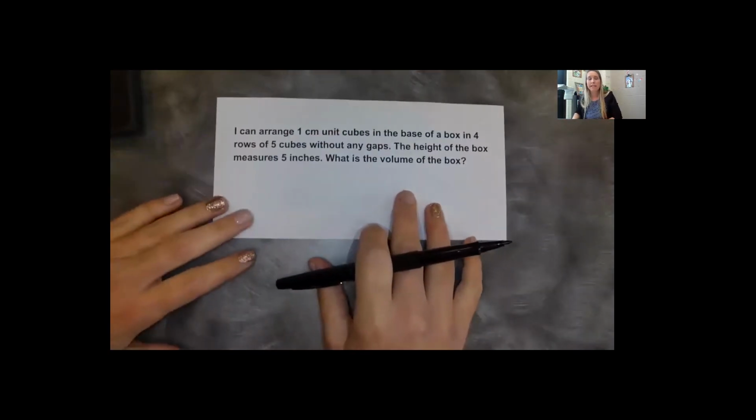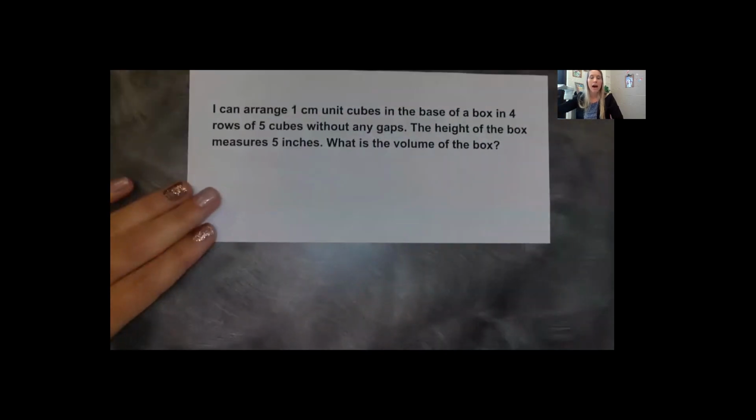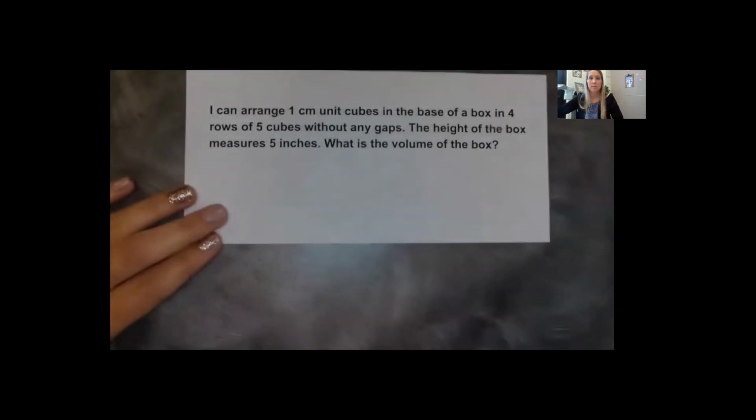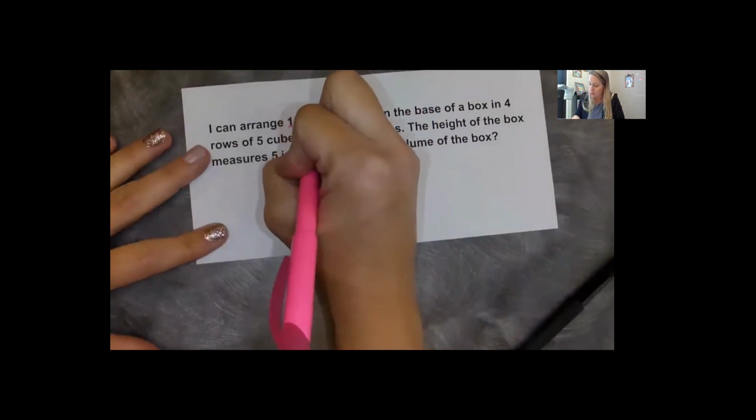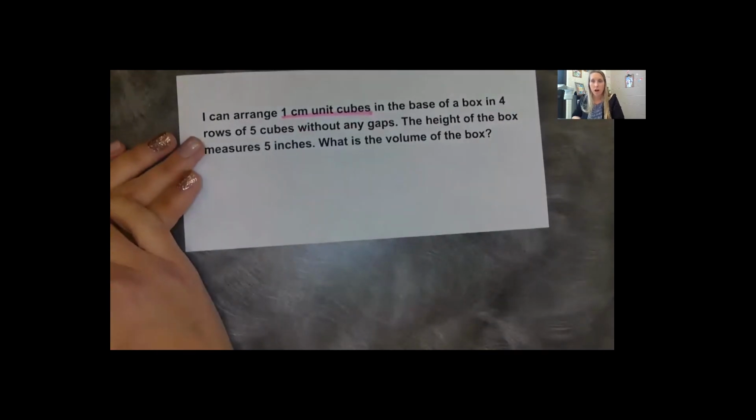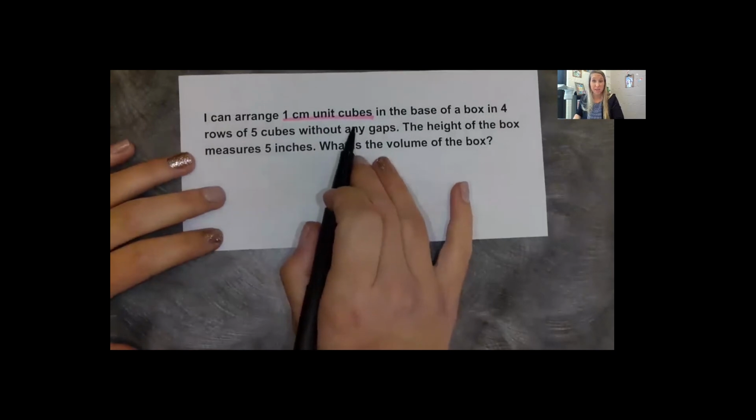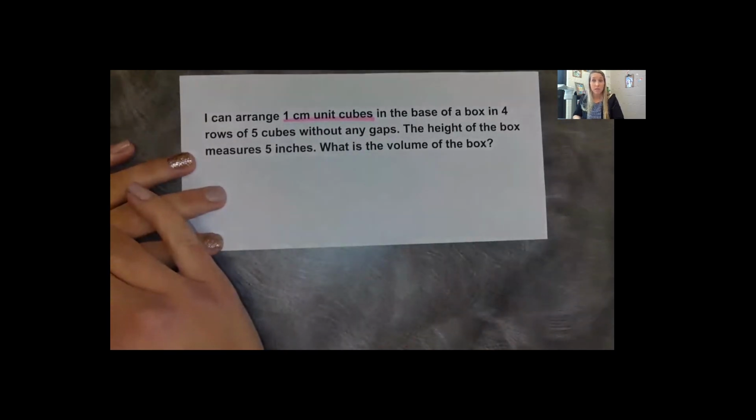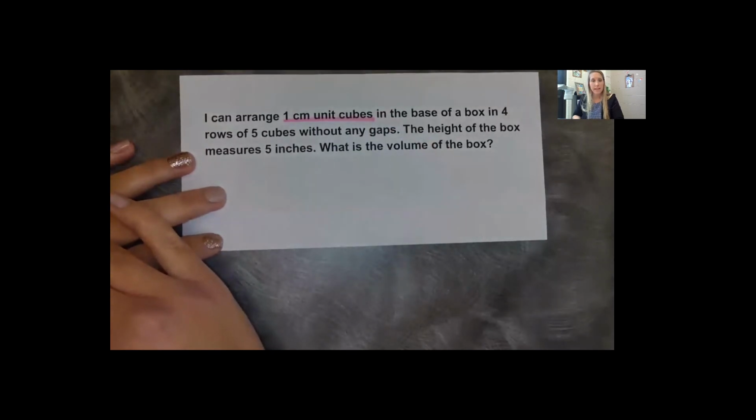Now let's continue solving. Now this one's a little bit different because there is no visual. We just have to pay attention to what the problem is telling us. And so I can arrange 1 centimeter unit cubes in the base of a box. Well, if they are 1 centimeter unit cubes, they have a volume of 1 cubic unit. So I'm arranging cubic units in the base of a box. The box has 4 rows of 5 cubes without any gaps.